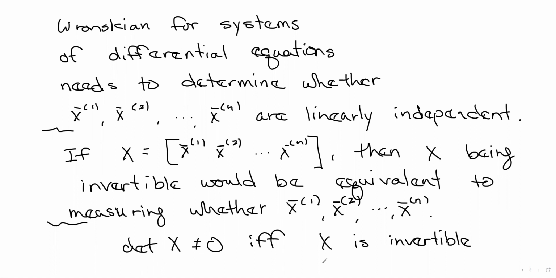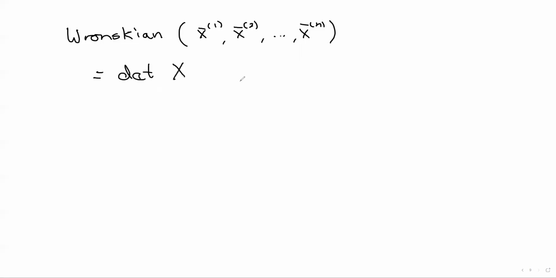Okay, and so what this gives us is this. We start off with: is x1 through xn linearly independent? Instead of trying to figure that out, we translate it over and say, is X invertible? And then we can translate that over and say, instead of trying to figure out if X is invertible, we can try to determine whether the determinant of X is not equal to zero. And that ends up being where we stop. So that's going to be our Wronskian. The Wronskian for systems of differential equations, the Wronskian for x1, x2 through xn equals the determinant of X, where X is made up of our vectors.